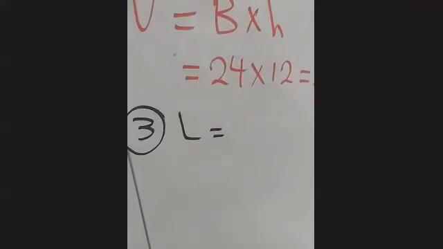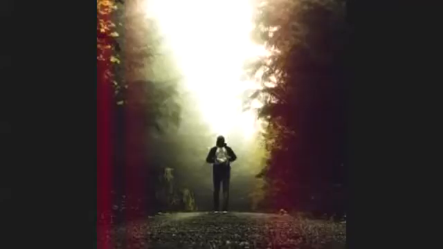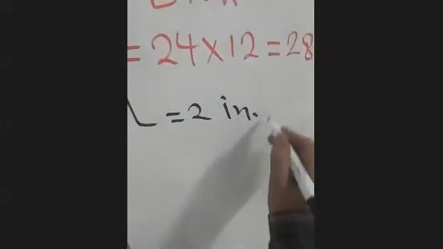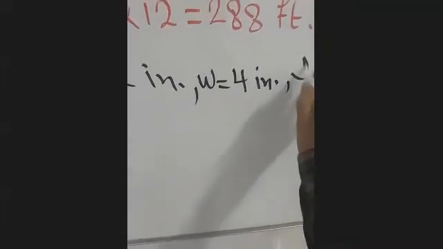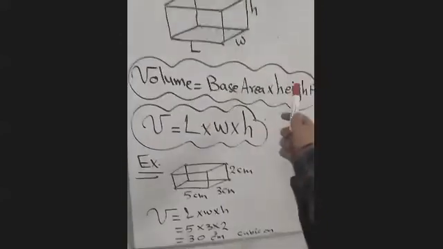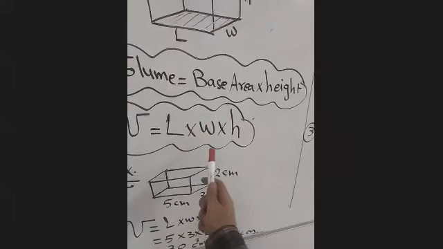Tell me. What's the length in question 3? The length is 2. 2 what? 2 inch. Focus, my son. 2 inch and the width 4 inch, say the unit, and the height 3 inch. Right now tell me how we find the volume. Which one will we use: the base area multiply height, or length multiply width multiply height? Which one? Length multiply width multiply height.